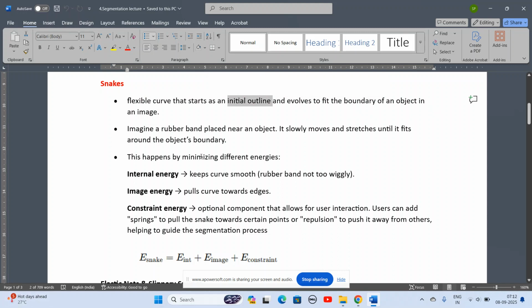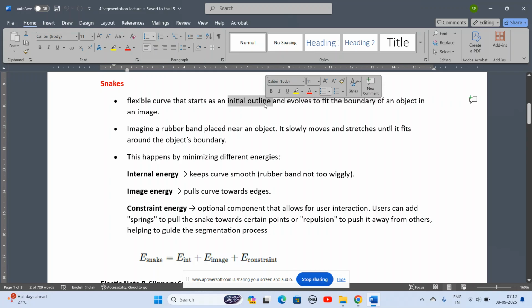So imagine you have an image. The image may have trees or buildings or a road with a car. So many objects will be there. My objective is to cut only the tree or cut only the car. In that case, I'll start with an initial outline. If I want to cut only the car, I'll focus on the boundary of the object. Then finally I'll get the entire object.